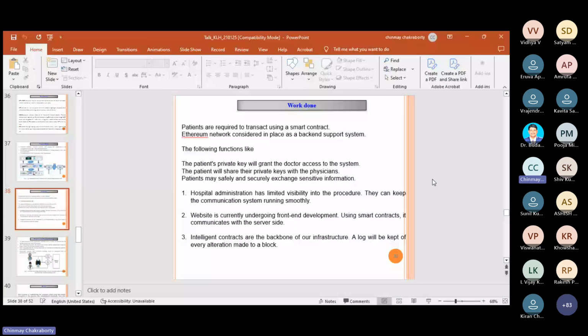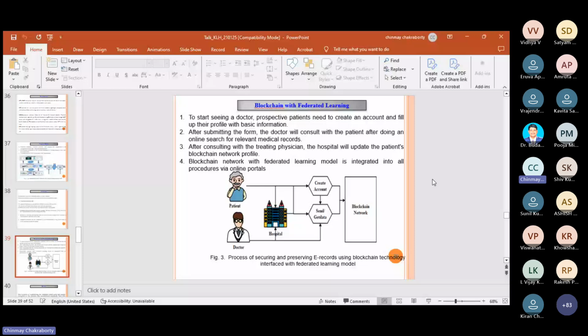Next, here is a process of securing and preserving the electronic records using blockchain technology interfaced with the federated learning model. Here you see the patients and doctors are there. The patient creates an account and sends and gets data, and this is connected with the hospital. And this create, send and get data is connected to the blockchain network. To start seeing a doctor, prospective patients need to create an account and fill up their profile with the basic information. Basic information means the clinical information.